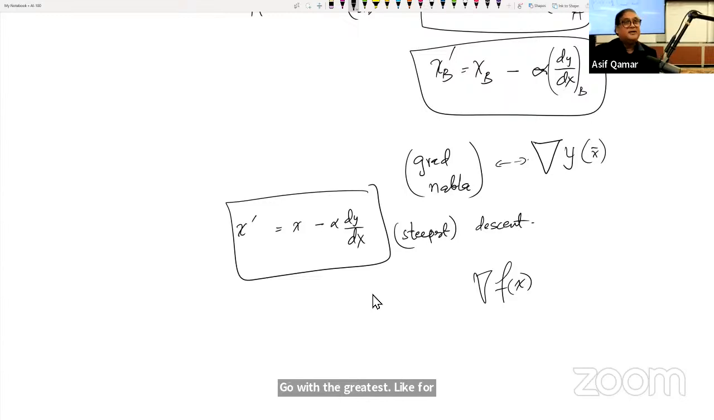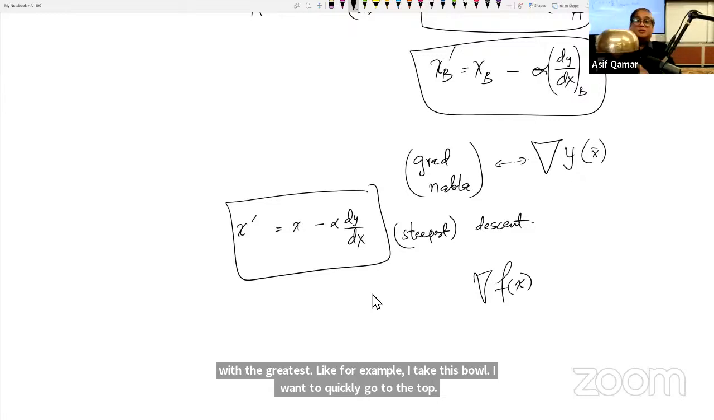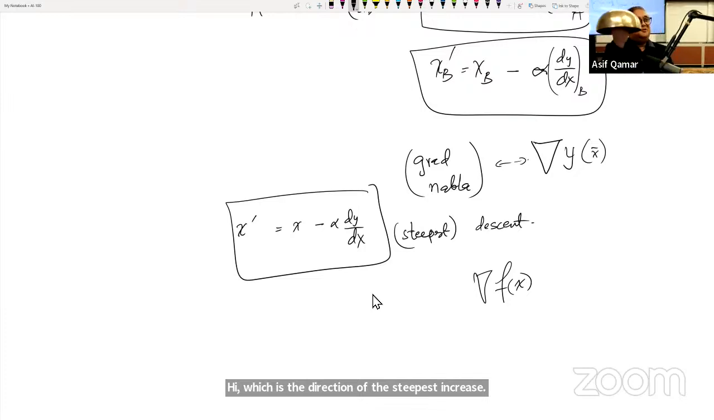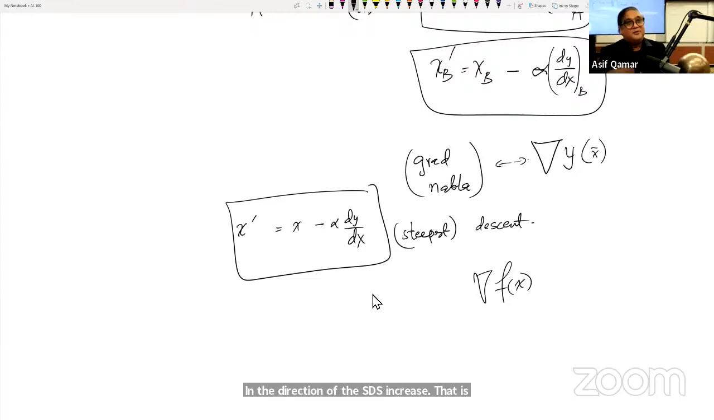For example, I take this bowl, I want to quickly go to the top, I'm in a hurry. So I suddenly turn mountaineer. I start along the tangent, which is the direction of the steepest increase. I go along the path of the steepest increase. Make sense, guys? So hill climbing is most efficient in the direction of the steepest increase. That is, if you survive it. And likewise, coming down is most efficient against the direction of steepest increase. Gradient by definition is the direction of steepest increase.